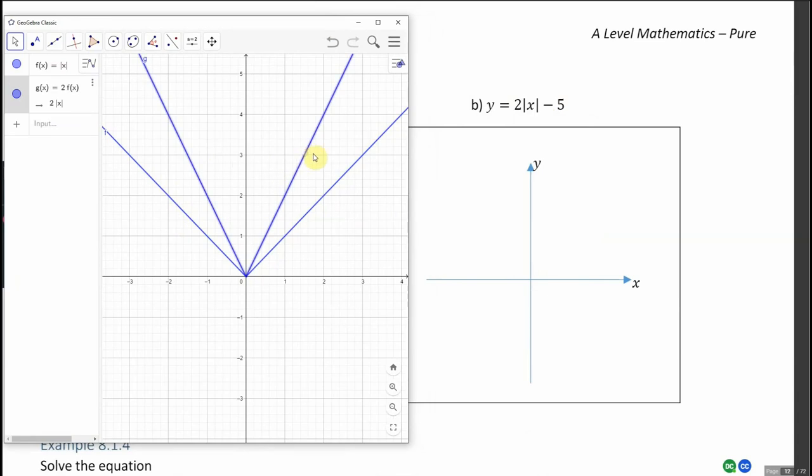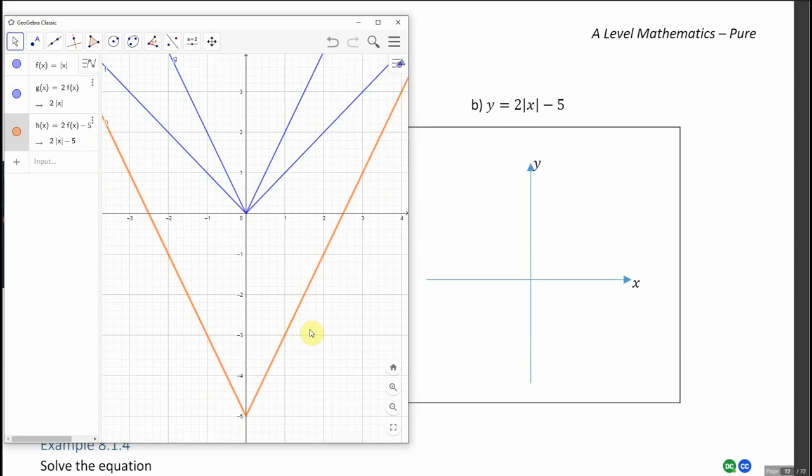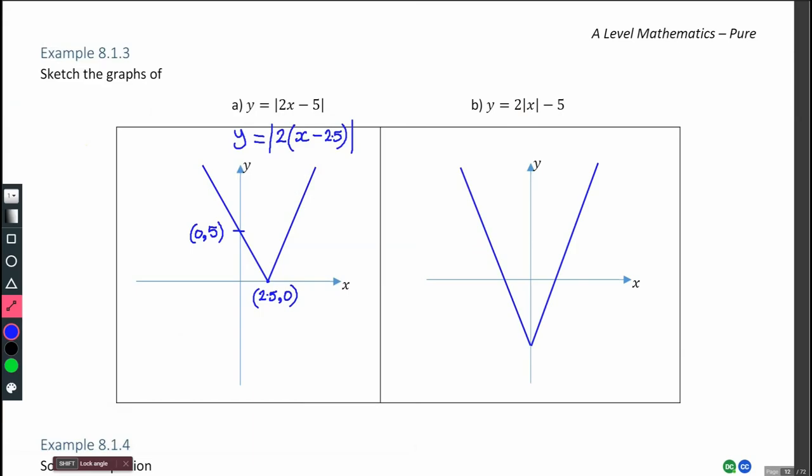Let's introduce the 2. If I do 2 lots of f of x, we're going to get twice the modulus of x, which is just steeper. So that's a stretch in the y direction with a scale factor of 2. Then if we take away 5, I'm going to do 2 times f of x, but then take away 5, that moves the whole graph down by 5. So we've had a vertical stretch, scale factor 2, and then a vertical translation down by 5 units.